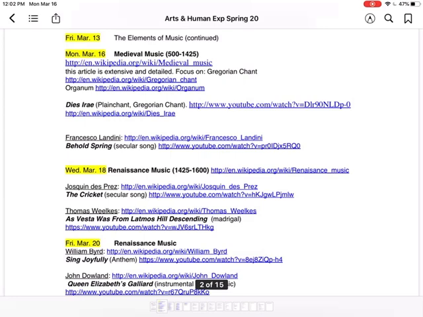And this is our second lecture scheduled for Wednesday, March 18th. Renaissance music, ranging from roughly 1425 to 1600.